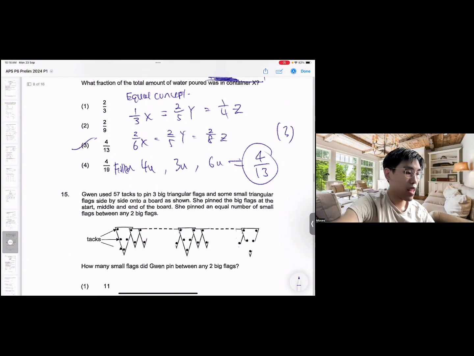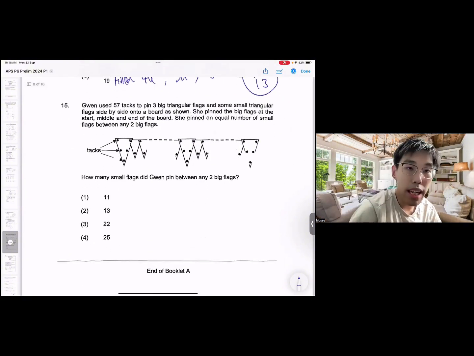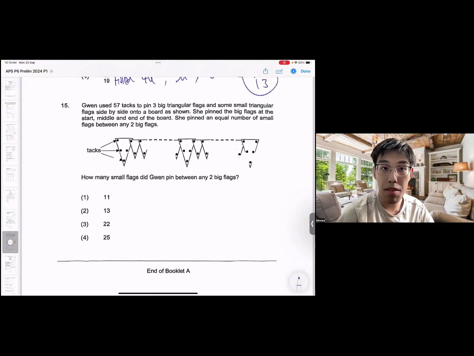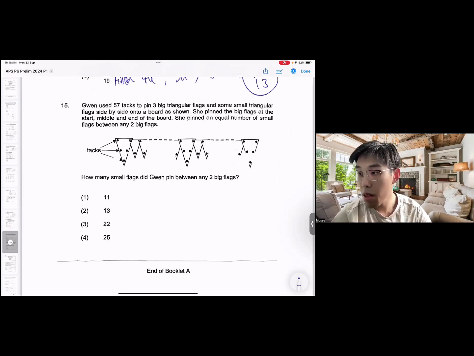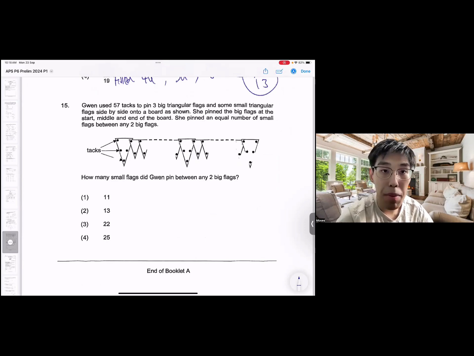Okay, last one for booklet A. This one also throws a lot of people off. Gwen used 57 sticks to pin three big triangular flags and small triangular flags. There's an equal number of small flags between any 2 big flags. She pinned an equal number of small flags between any 2 big flags.